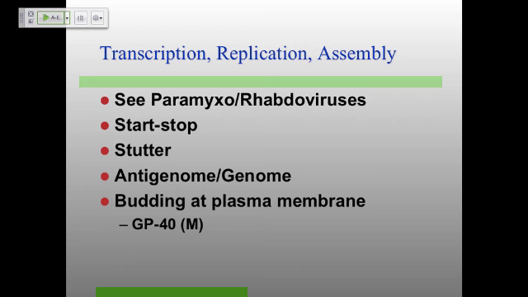Concentration of N, which in the filoviruses is nicely and confusingly named NP. But N and NP are usually pretty interchangeable. It buds again at the plasma membrane. Probably GP40 is important for this, which is, again, a matrix protein sitting in that membrane and seems to be providing an interaction between your nucleocapsid and the outside.